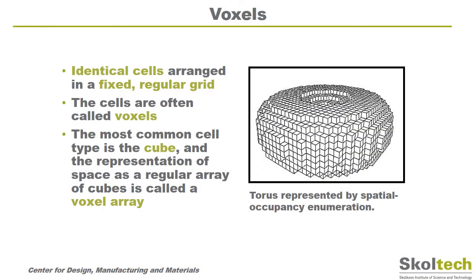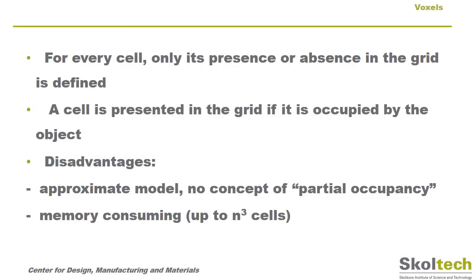Spatial occupancy enumeration is a special case of cell decomposition with identical cells arranged in a fixed regular grid. The cells are often called voxels. The most common cell type is a cube, and the representation of space as a regular array of cubes is called a voxel array. We can see here a voxelized torus in the image as a typical example of this representation. For every cell, only its presence or absence in the grid is defined. A cell is present in the grid if it's occupied by the object.